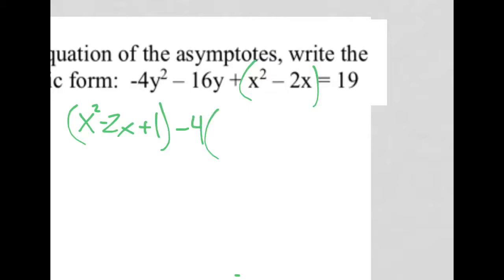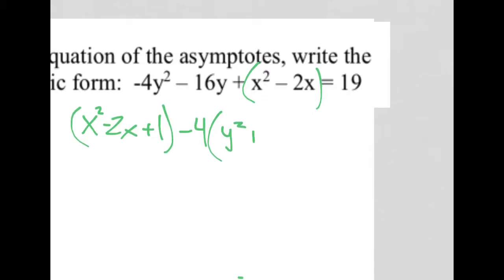Let's factor out the minus 4 from my y squared and from my negative 16y. So you're left with positive 4y. And now let's complete that square. Half of 4 is 2, squared is 4. So we get that, and that equals 19. And now I need to modify the right side however I modified the left side.